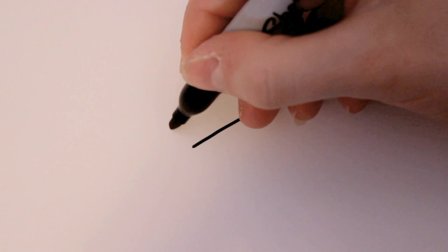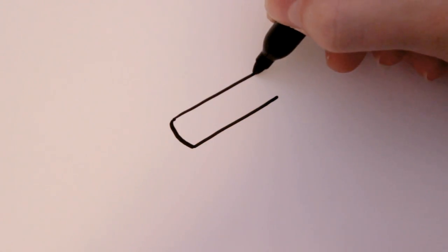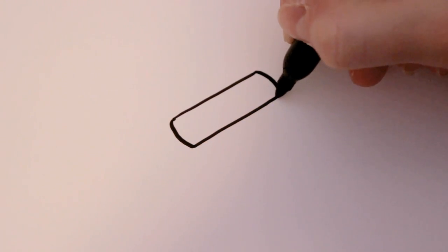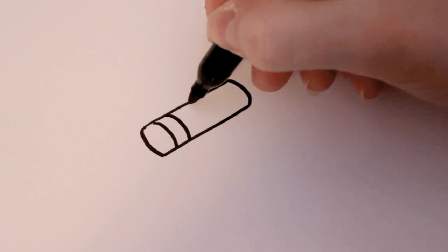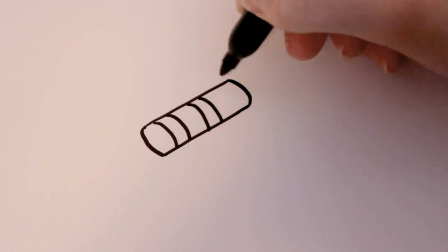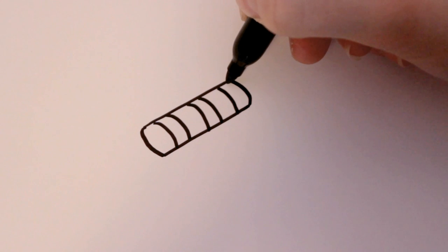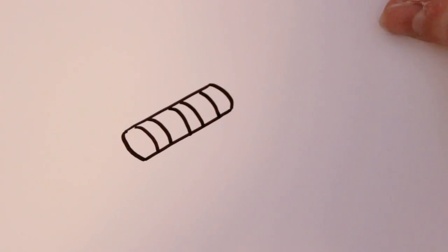And then on one side, you're going to want to draw a curve facing outward, and then the other way on the other side. And for the stripes, you're going to face one way, and draw two or three, whatever you want to fit there. I'm just going to leave that one on that side.